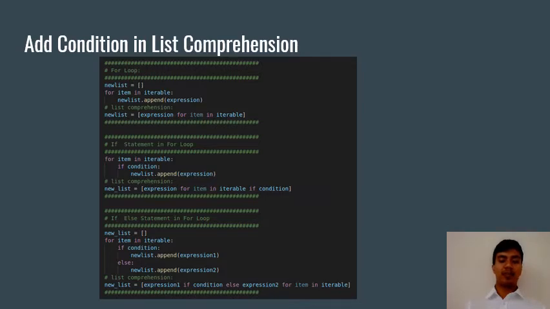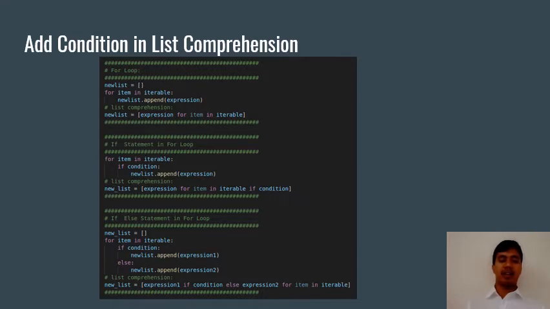So from the last example, you can see that we can add conditional statements inside the list comprehension. So let's just start from the beginning. For a traditional for loop where you are creating a new list based on a pre-existing iterable, you just do expression for item in iterable. So there is no doubt in this section.